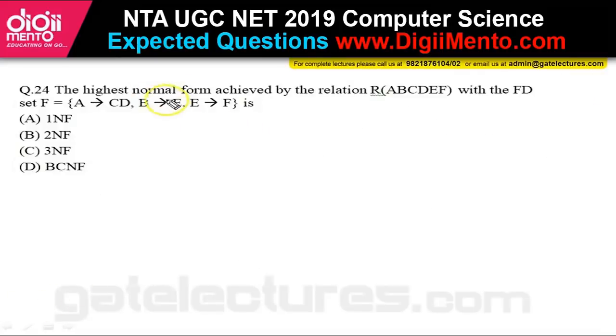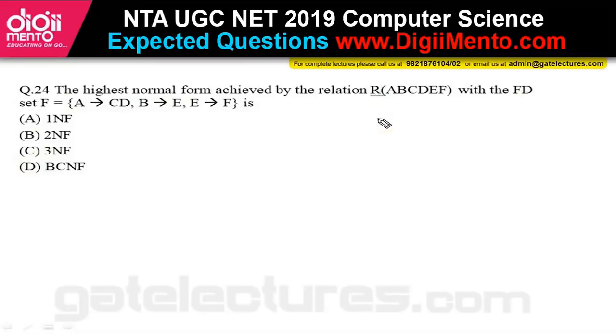So we have our next question. In this they are saying: what is the highest normal form achieved by the relation R with attributes A, B, C, D, E, F with the functional dependencies, and they have given us a few dependencies. They are asking what is the highest normal form this table is achieving.